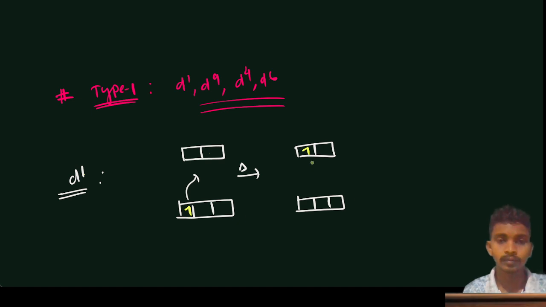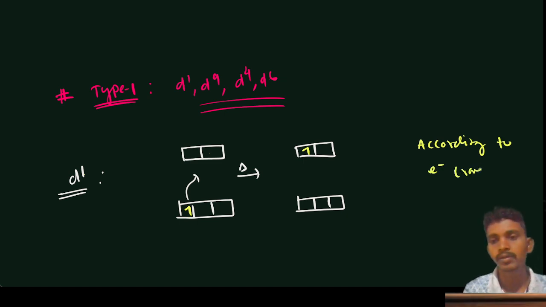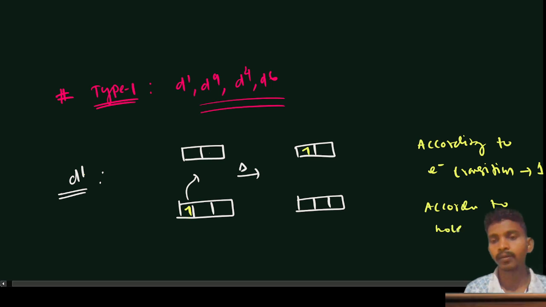Okay, so here I am talking according to electron transitions, that is one transition is possible, and according to holes, how many holes? Two holes are there, so two transitions are possible. So here I am not talking about holes, I will talk about electron transitions. Okay, this I will not talk about. Okay, so now one electron transition is possible.